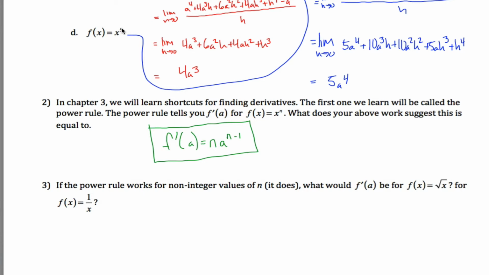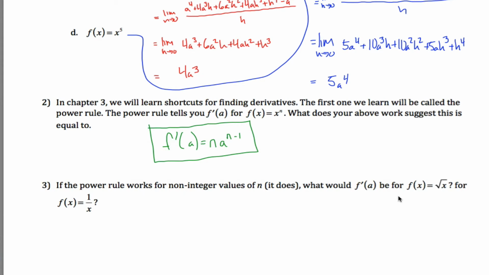It doesn't just work when you have whole positive integer exponents. It turns out that you can do that for fractional or even negative integer exponents. So if the power rule works for non-integer values of n, which it does, what would f prime of a be for f of x equals the square root of x?